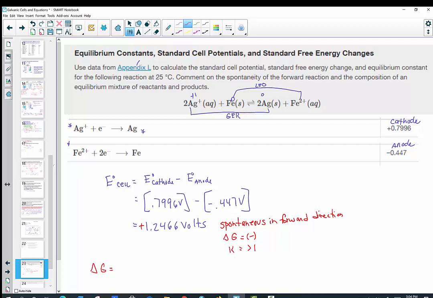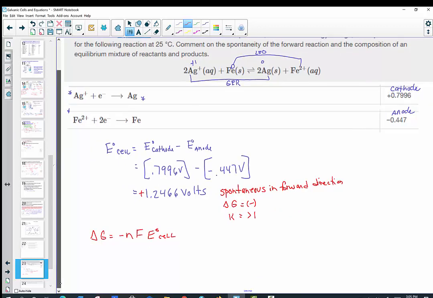Go to your equation page and decide what equation would be most helpful. We have Ecell and are being asked to calculate Gibbs free energy. Negative nF Ecell is going to allow me to convert the standard reduction value that we just solved for to Gibbs free energy.